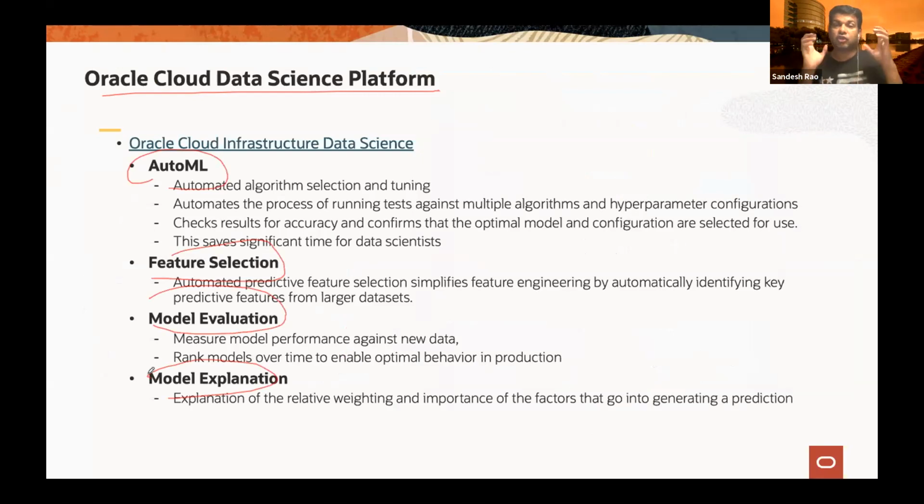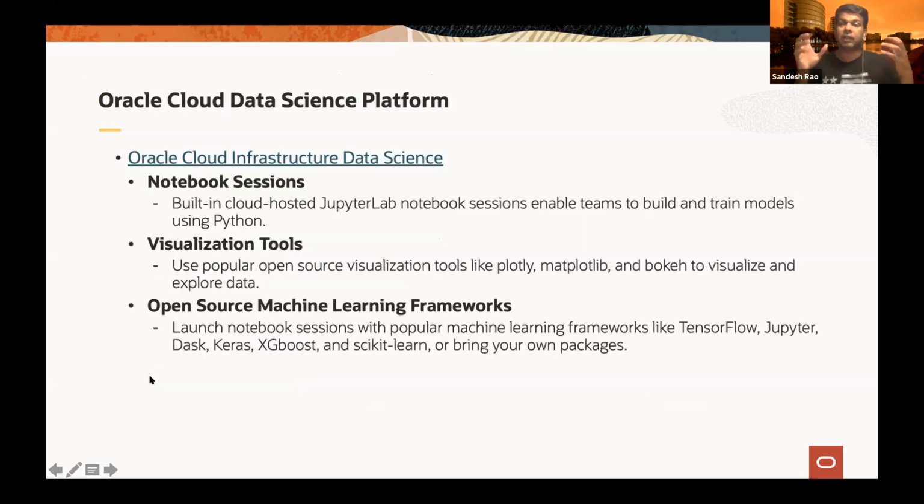This is a generic platform. You can take all your open source stuff, your scikit-learn, your TensorFlow, all of this is built into this platform. So this is a platform where you can create your sessions, you can visualize this information, you can combine open source packages with Oracle packages, and you can build an entire machine learning project using this platform.